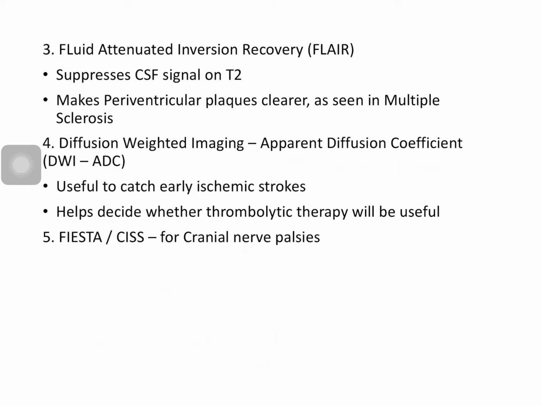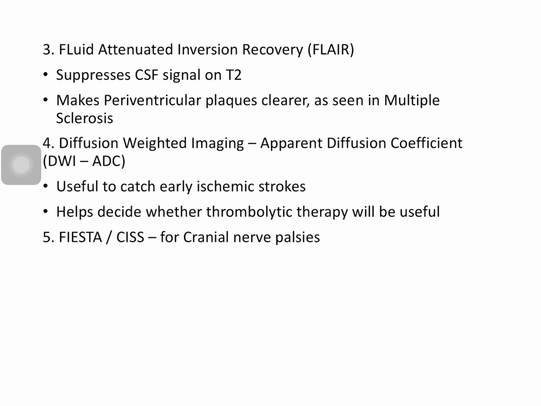Because if the fluid is appearing white on T2, then any surrounding tissue that is white is going to get overpowered or overshadowed by the lateral ventricle white. So I remove the white impulses from the lateral ventricle, the fluid impulses. That makes the periventricular plaques much clearer. Periventricular plaques are seen in multiple sclerosis, and that is why FLAIR is the most commonly done investigation as an MRI in multiple sclerosis.